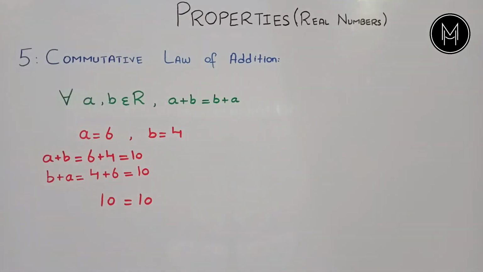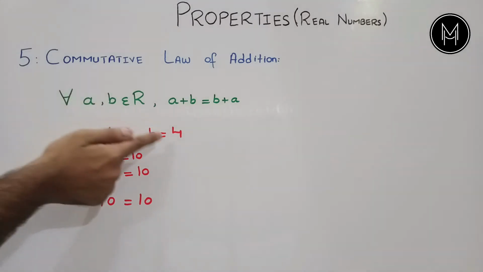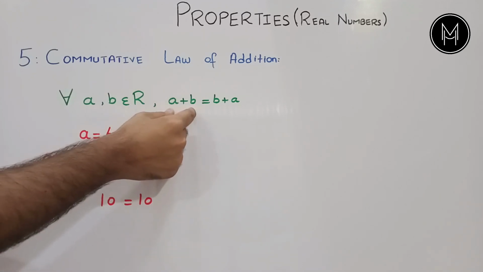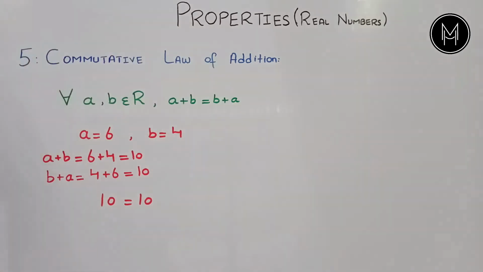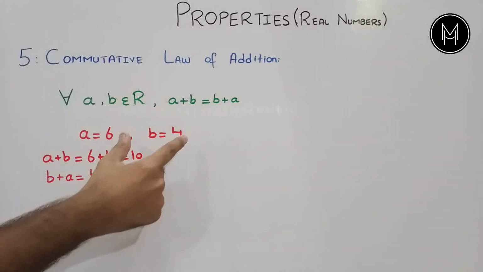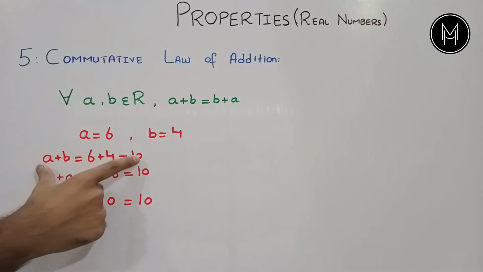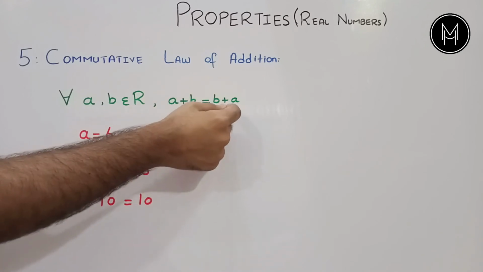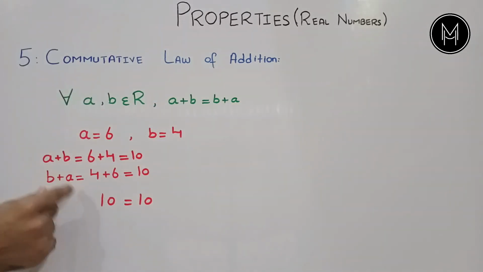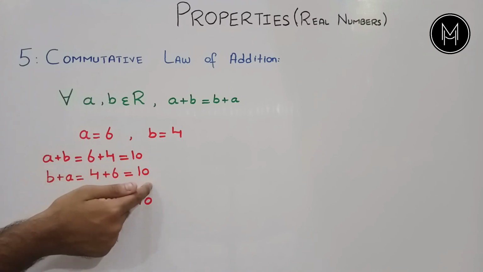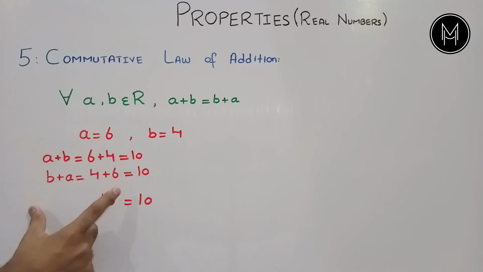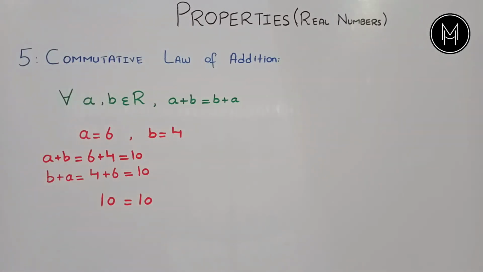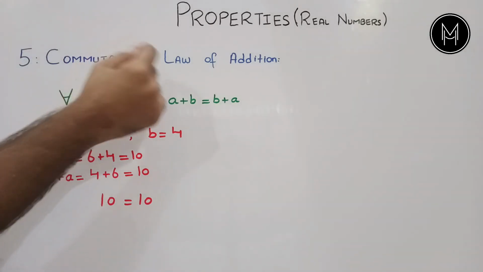So let's check with some real numbers. Let's say we have two real numbers a and b. a is equal to 6, b is equal to 4. First we will solve the left hand side of the equation and then the right hand side. First we will add 6 plus 4 in this order. We will get the result 10. This is the result of a plus b. Now we will solve the right hand side of the equation. b plus a is equal to 4 plus 6, that is also equal to 10. So this means for the set of real numbers, this property is true. So we can say that the set of real numbers satisfies the commutative law of addition.